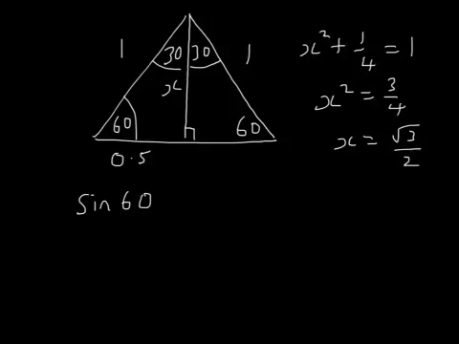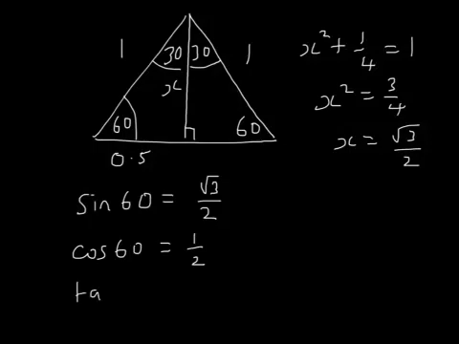From here, the sine of 60 equals the opposite, which is x, divided by the hypotenuse, which is 1. The cosine of 60 equals the adjacent, that's a half, divided by the hypotenuse, which is also 1. The tan of 60 is the opposite, which is x, which is root 3 over 2, divided by a half. So root 3 over 2 divided by a half, that's the same as root 3 over 2 times 2 over 1, which is root 3.